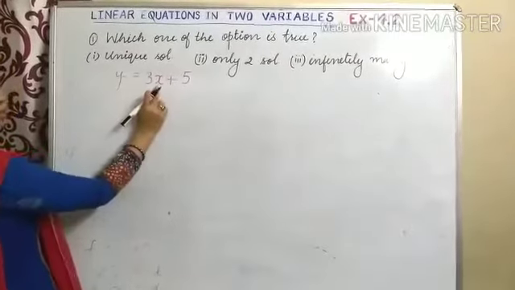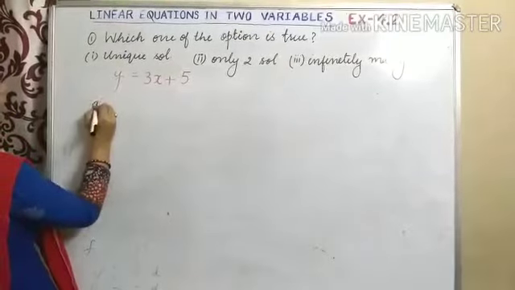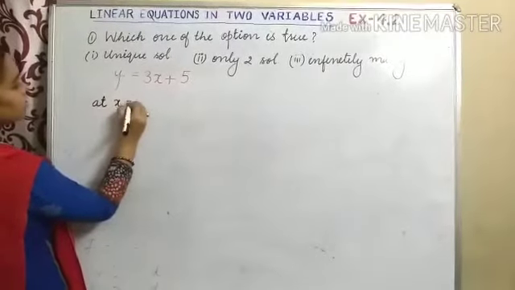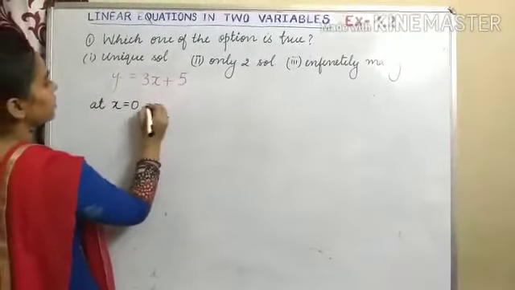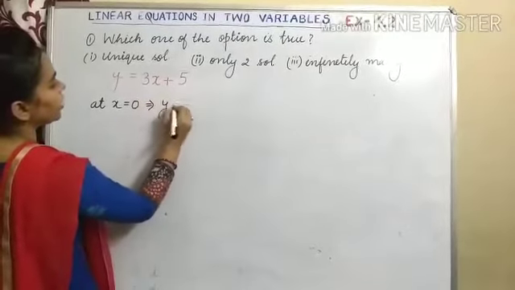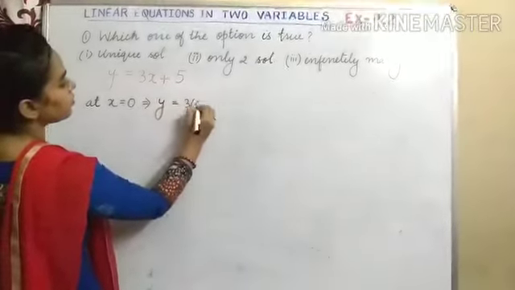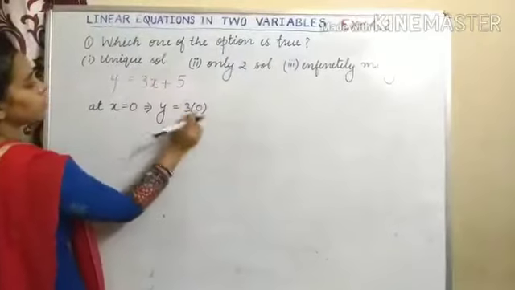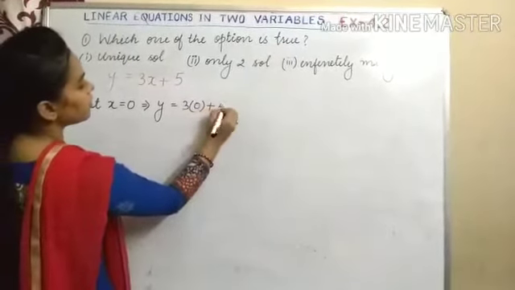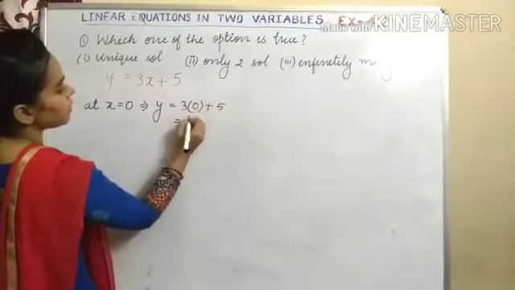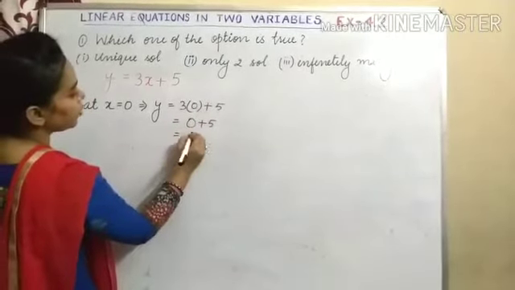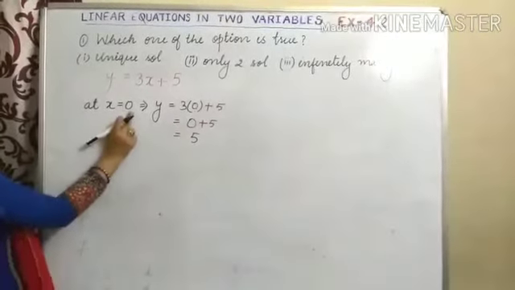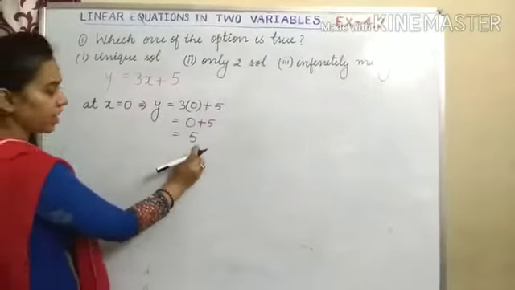First I am going to put the value x equal to 0. For x equal to 0, y is equal to, I have put x equal to 0 here. This becomes 0. So we get y equal to 5. For x equal to 0, we get y equal to 5.